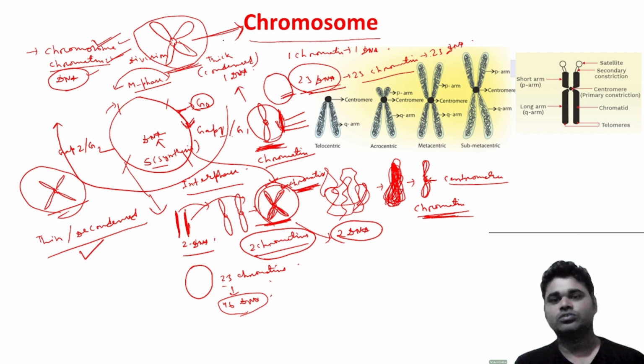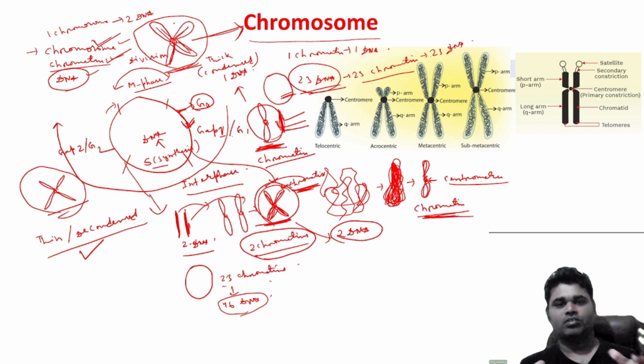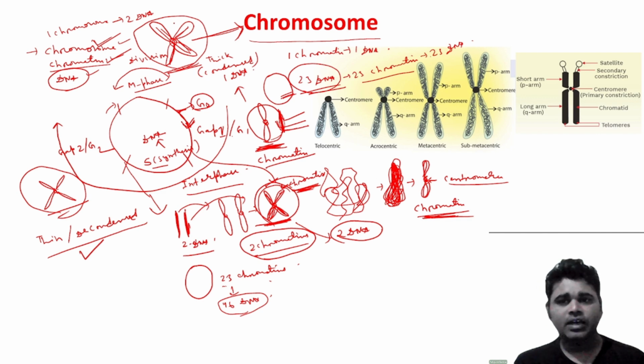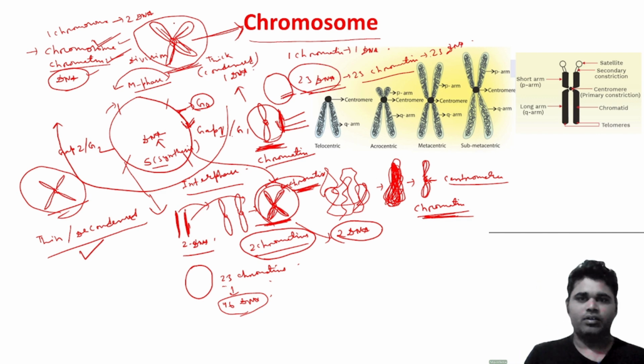Here also, you can say that now it is one chromosome, but it contains 2 DNA. This is one, and this is the other one. This is one chromatid, this is the other chromatid. These 2 chromatids are called the sister chromatids. So this is the difference between the chromosome, the chromatin and the DNA. So this is all about the difference between the chromosome, chromatin and the DNA.